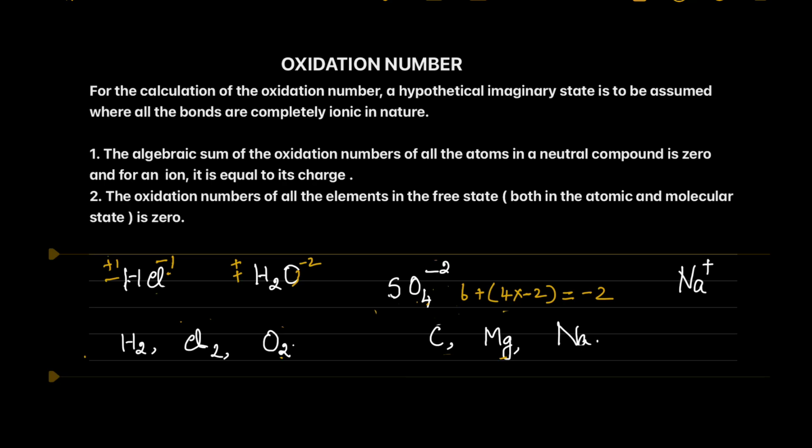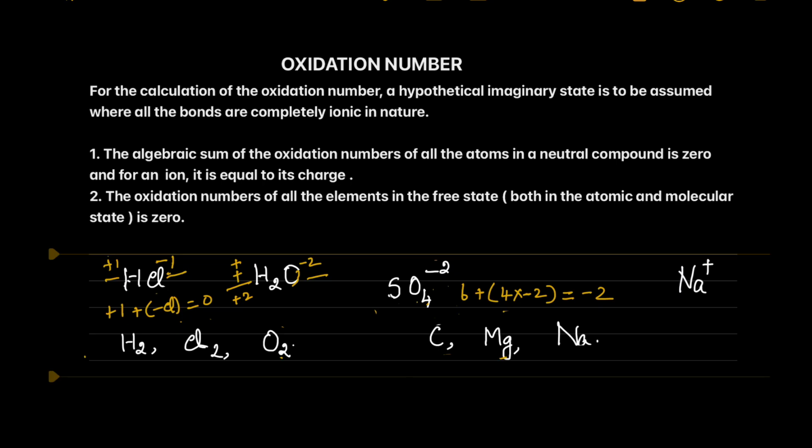HCl is a neutral molecule, so it is obvious that it has no charge. The oxidation number of hydrogen is +1 and that of chlorine is -1. The algebraic sum is 0, which agrees with the neutral character of the molecule. Water molecule is also neutral, similar to HCl. There are two hydrogens here, each having an oxidation number of +1. The total oxidation number due to hydrogen is +2 and that of oxygen is -2. The algebraic sum is 0.